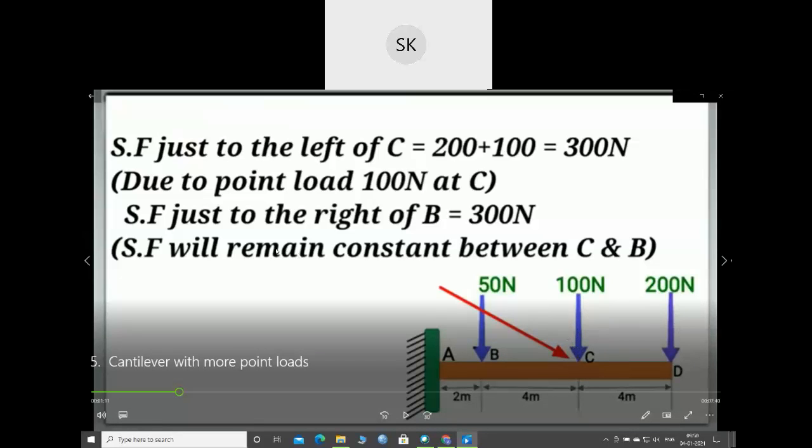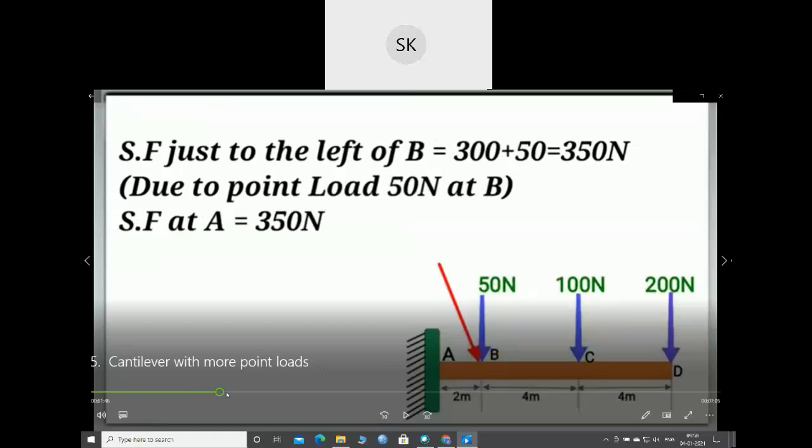Now shear force just to the right of B, that means at this section, as I have only these two loads, it will be the same shear force that it has at C. Now, if I consider point B, it will have a shear force of 100 plus 200 plus 50, so it will be 350. And now between A and B, that means shear force at A will be the same because there is no other load besides these three loads. So the shear force will be the same. So I got my shear force points.